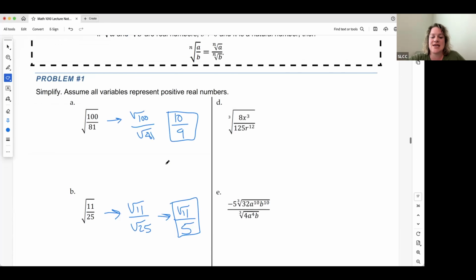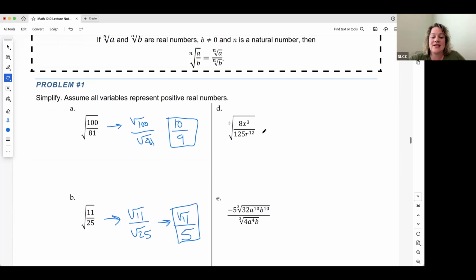Let's go to D. Now, this already is one big cube root, so we love that. Let's clean it up on the inside first if we can. 8 and 125? Nope. x and r? Nope. So go ahead and separate. This is the cube root of 8x cubed over the cube root of 125 r to the 12th.